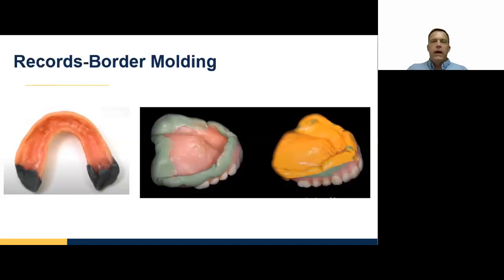So we'll go ahead and use our heavy body material on the borders and then have the person go through their border molding movements, and do the same thing with the light body. What we're trying to do is activate all the muscles around the prosthetic so that this edge is shaped by those muscles. Then we know the patient is less likely to have sore spots, the prosthetic is going to be more stable, and they're going to have a better solution.